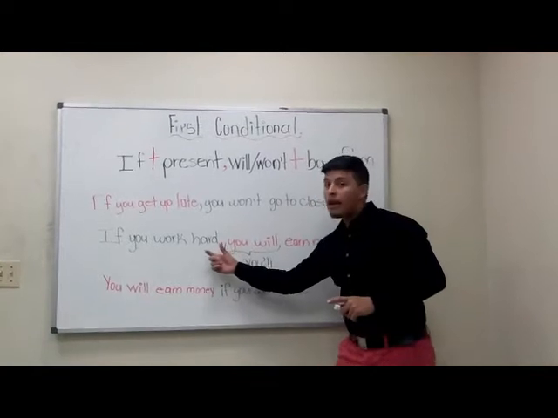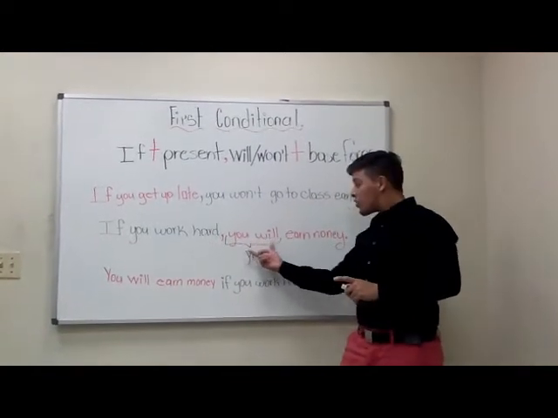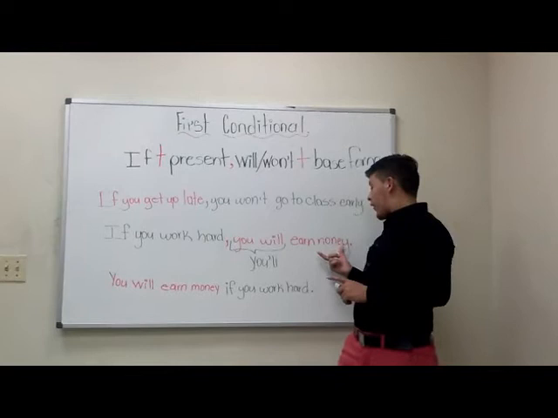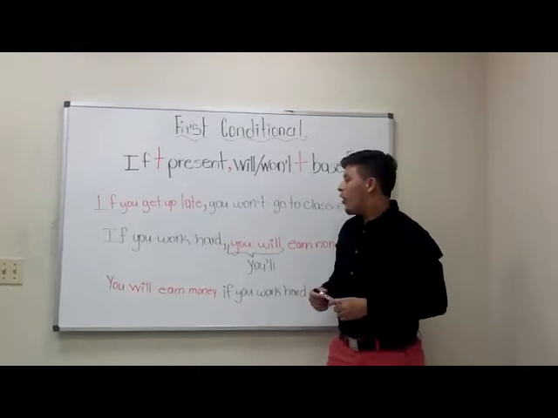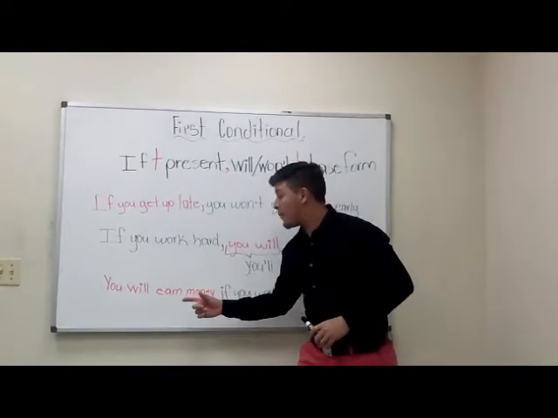We write a comma before the next clause. That is, will earn money. This is the second clause. Okay. We have another example here.